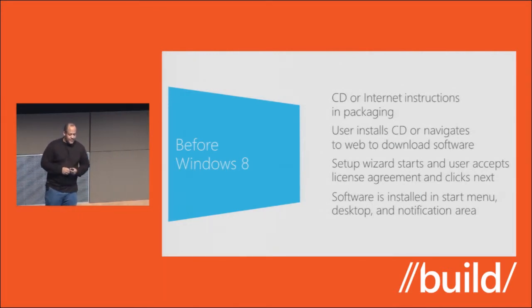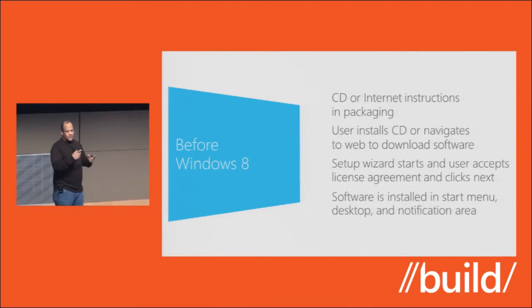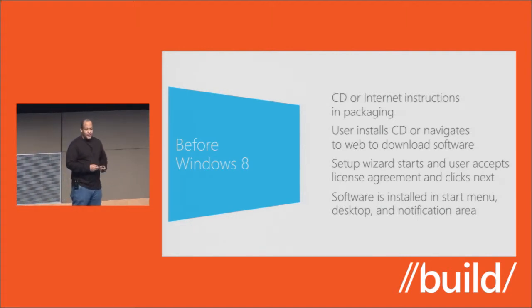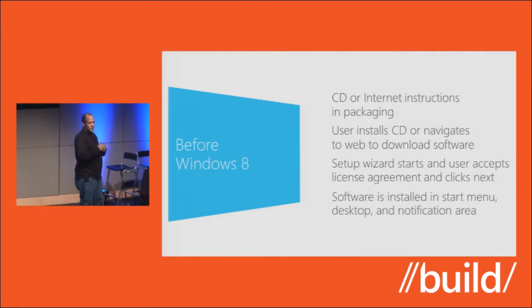Previously, the way you would do this is you'd have a CD, and you'd take the CD and put your CD into the CD tray, or maybe you'd get instructions that would say, go to the web. And then you'd go through a setup process. And the first thing with setup is you'd get this elevation prompt. And it's important because setup is actually a very powerful application. It can do a lot of things. And so this is important to establish trust.